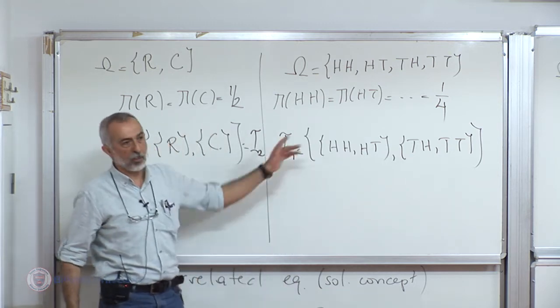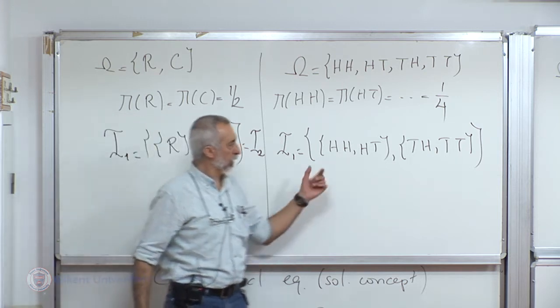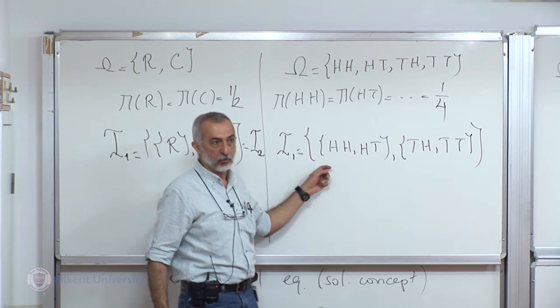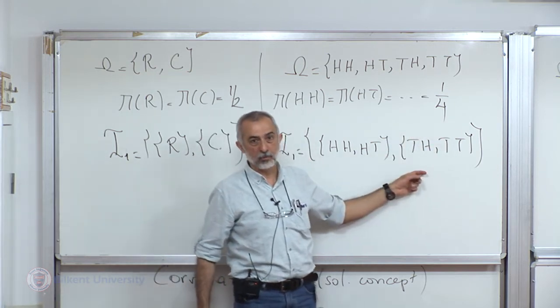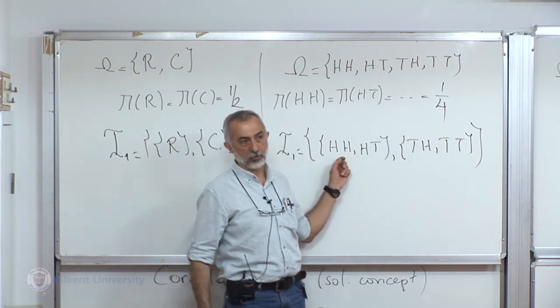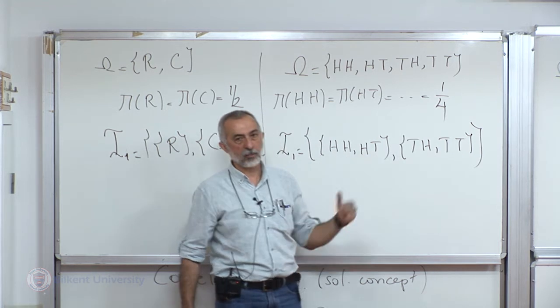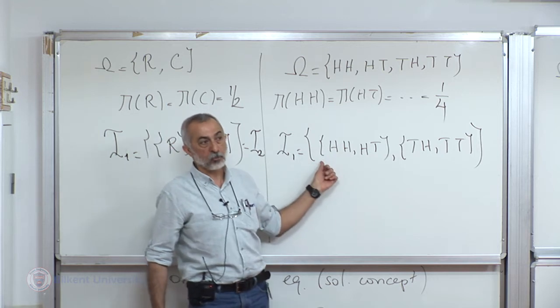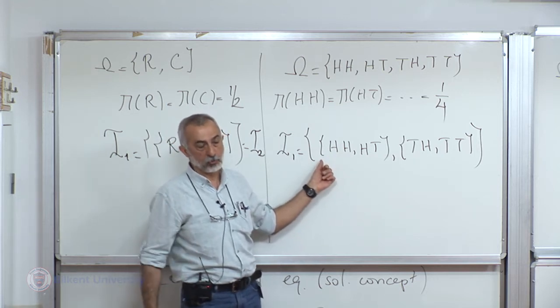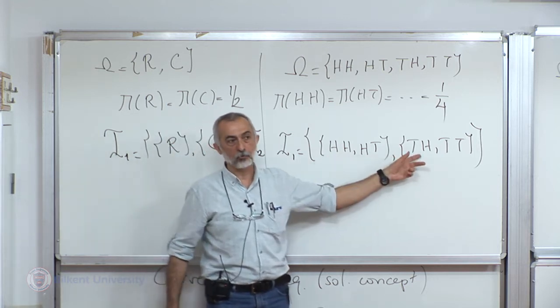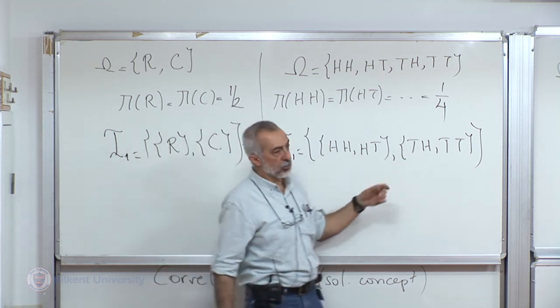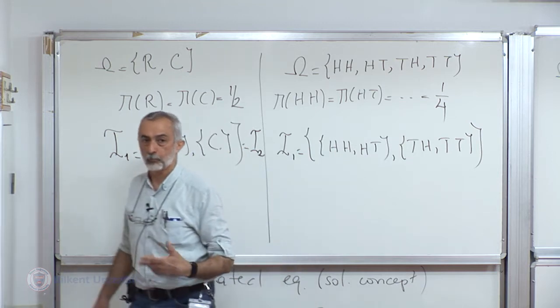So just by looking at this, I can easily tell whether the outcome is in this set or in this set, but he cannot tell which element it is. So I can conclude that player one has information about the result of the first toss, but does not know the result of the second toss. And the result of the second toss is only reported to player two.